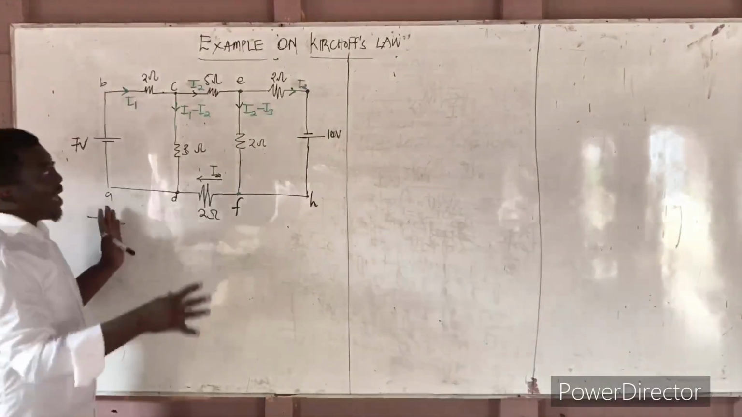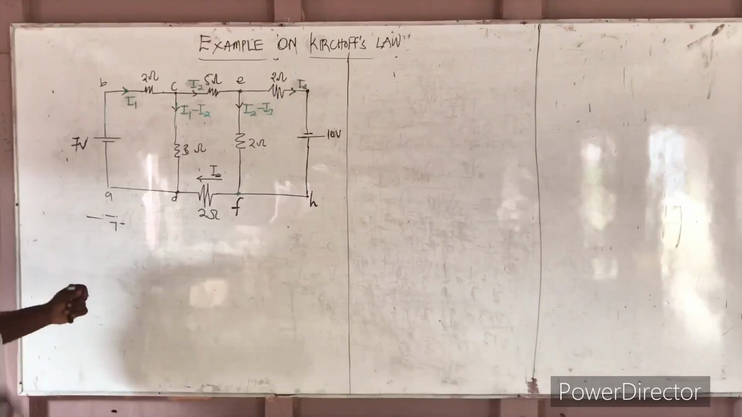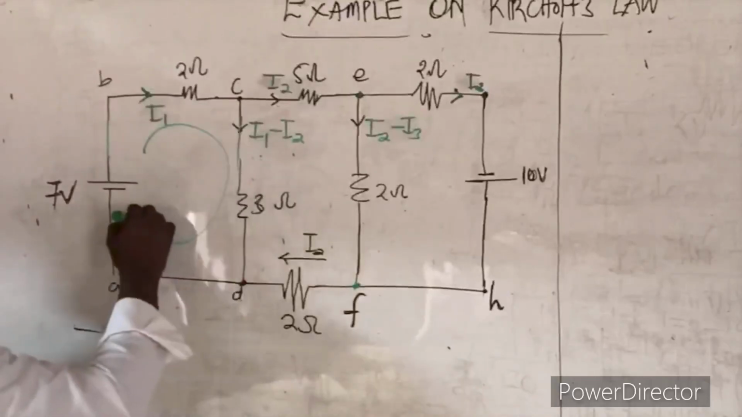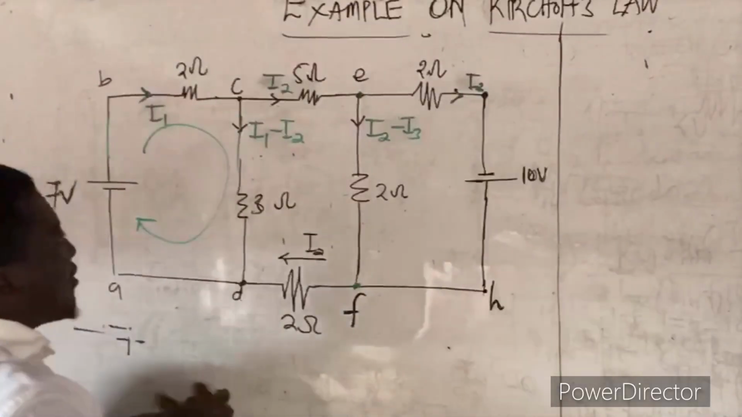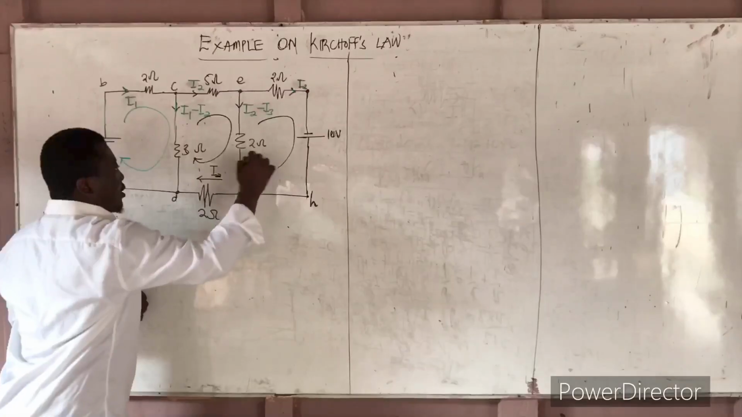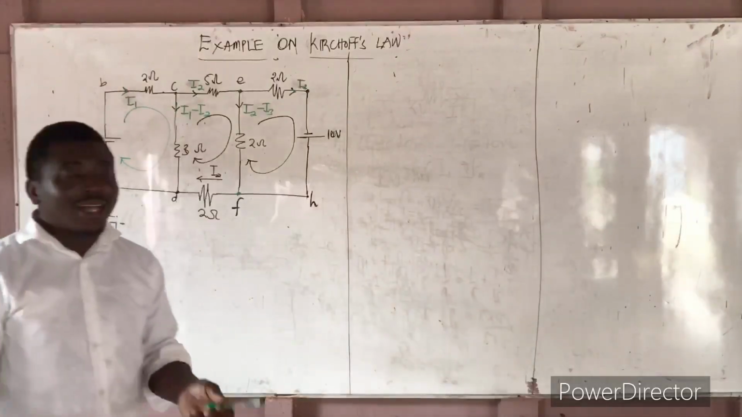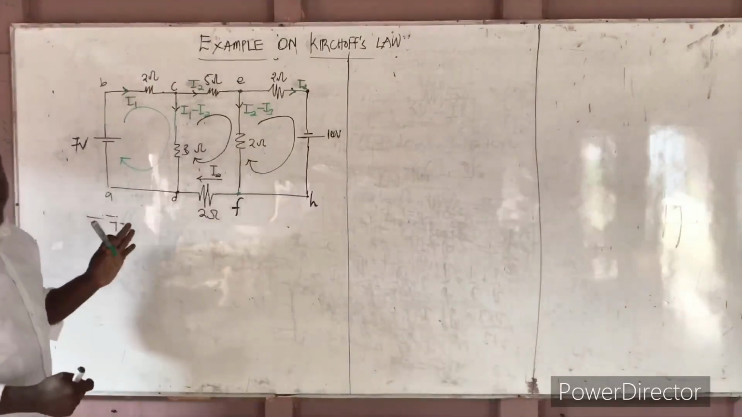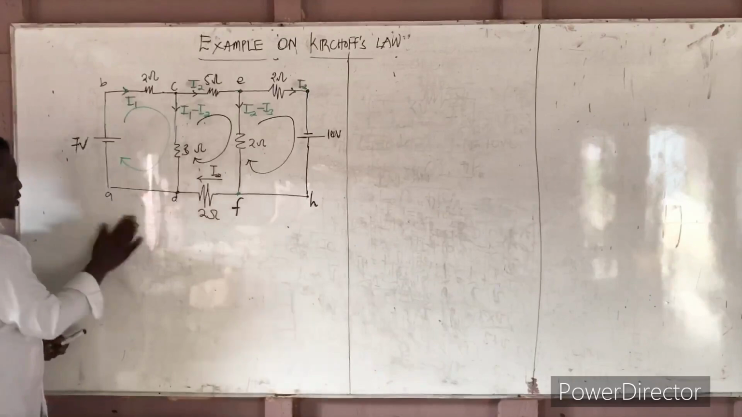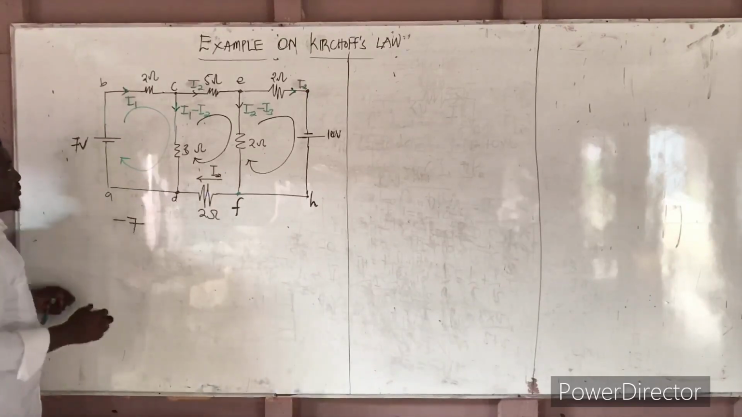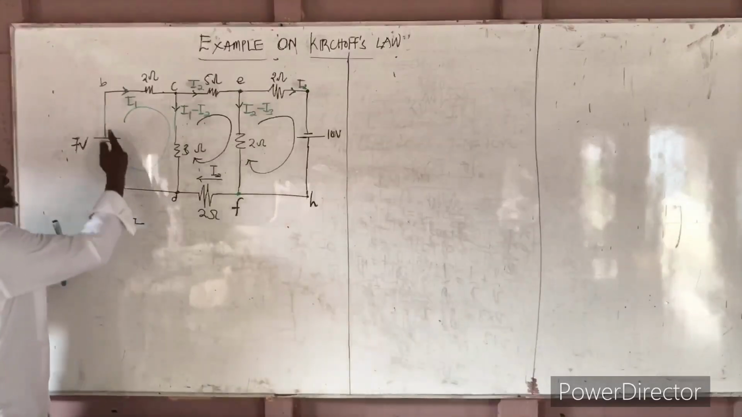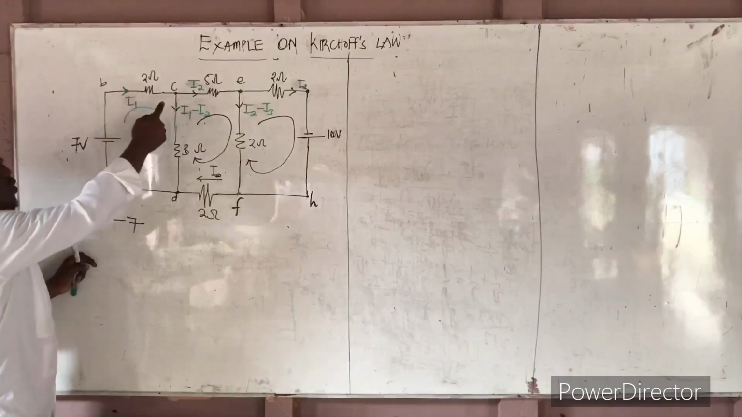After distributing your current, now it is time for us to take our loops. The first loop will go this way. Then we have our second loop, our third loop. From what I said the last time, when you take a loop and the arrow touches negative before positive, you are going to get minus 7 because it is touching the negative side before the positive side. Then if it is in the same direction as the current, that side is going to be positive.